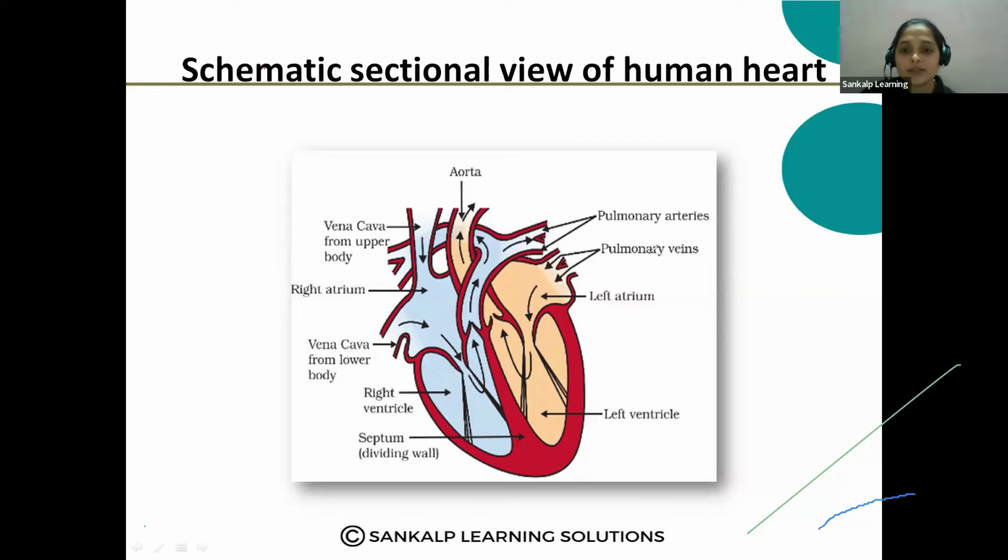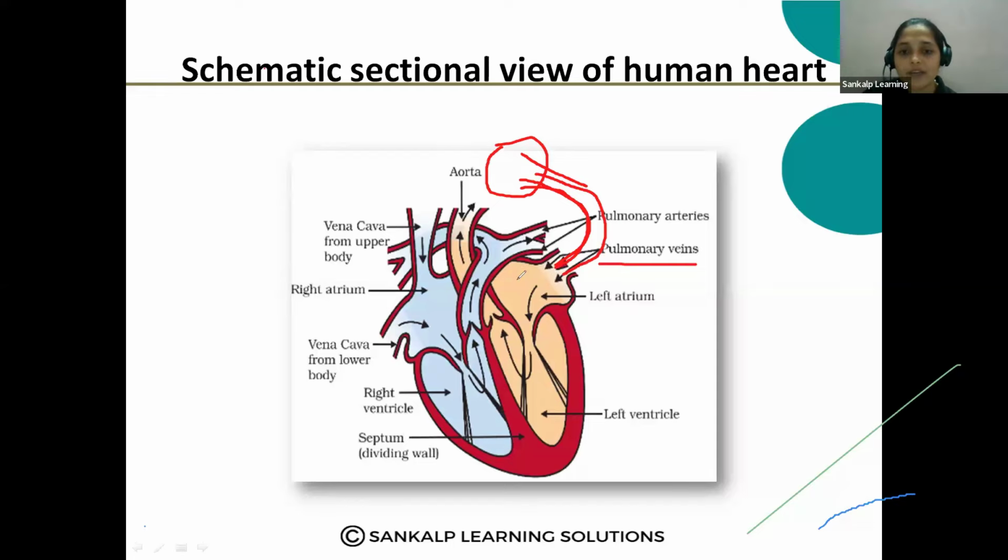Here the left atrium receives the oxygenated blood. The oxygenated blood is received by the left atrium through the pulmonary veins, which carry it to the left atrium. Where does this oxygenated blood come from? From the lungs, right? Here the lungs are there. From the lungs, the oxygenated blood is carried to the heart by the pulmonary veins.